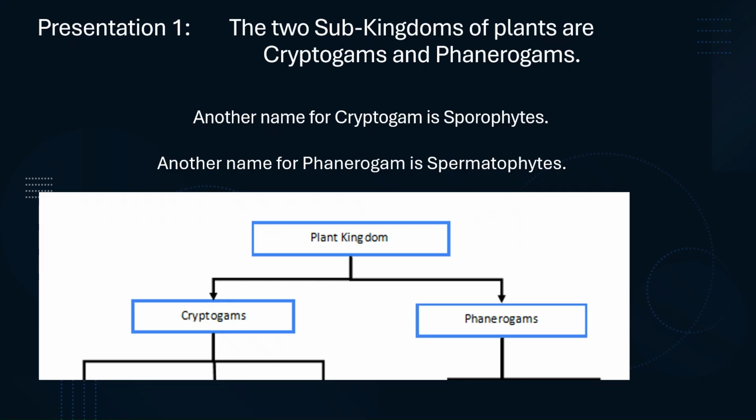Let us look at the plant kingdom chart. Presentation 1. The two subkingdoms of plants are cryptogams and phanerogams. Another name for cryptogam is sporophytes, and another name for phanerogam is spermatophytes.